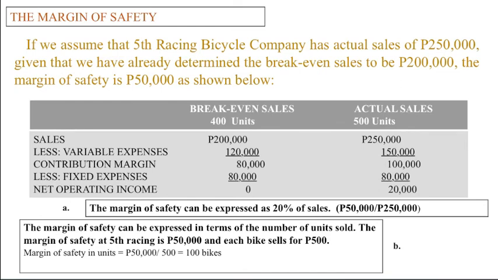The margin of safety can be expressed in terms of number of units sold. The margin of safety at Fifth Racing is 50,000 pesos and each bike sells for 500 pesos. Margin of safety in units equals 50,000 pesos divided by 500 equals 100 bikes.